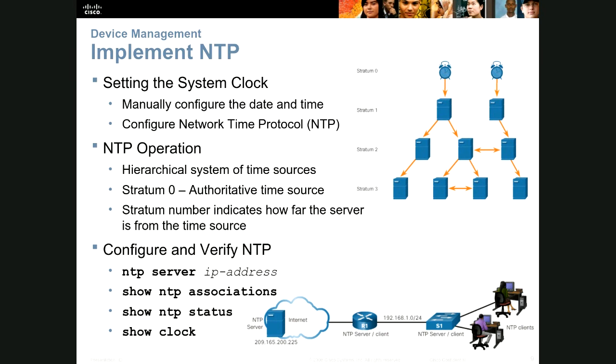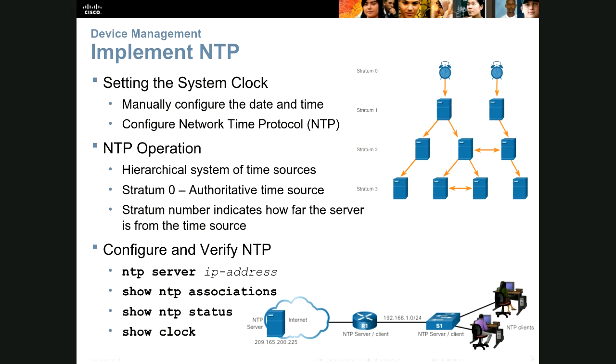NTP is a hierarchical system of sources. Stratum 0 are the authoritative time sources that the government maintains on the internet, and the stratum number indicates how far the server is from the time source. So the National Bureau of Standards is level 0, the highest hierarchy. Then we can set up, preferably, 3 servers at our company. If we're a large company, those are stratum 1, and then they'll radiate down to our server farm, which is stratum 2, and that'll radiate down to our employee desktops and PCs, and now everybody is in sync with each other.